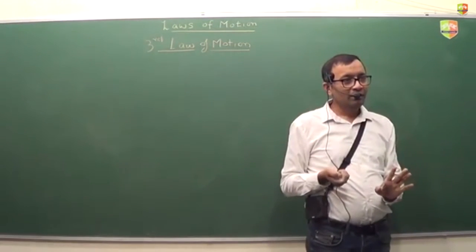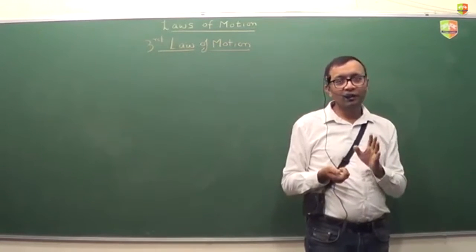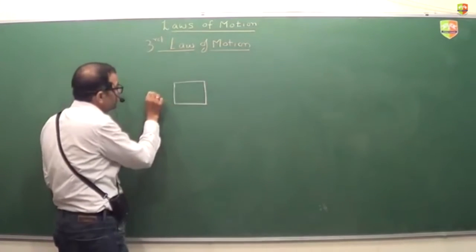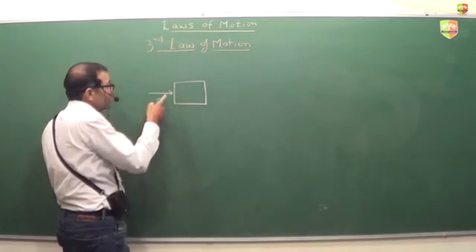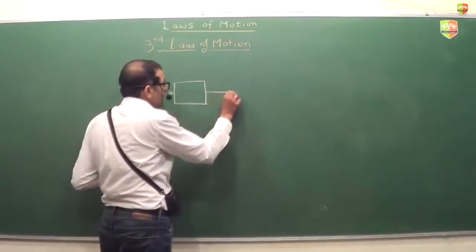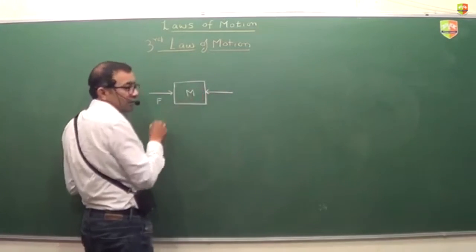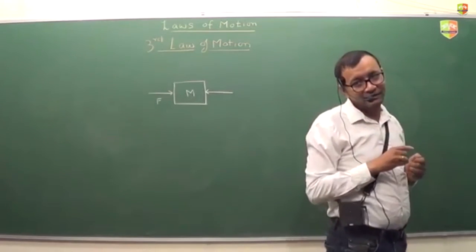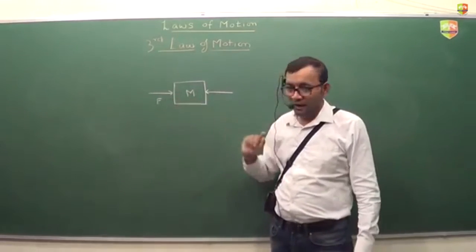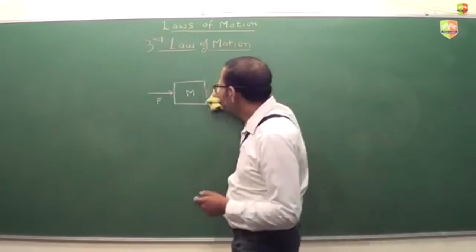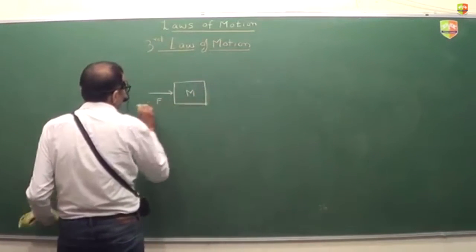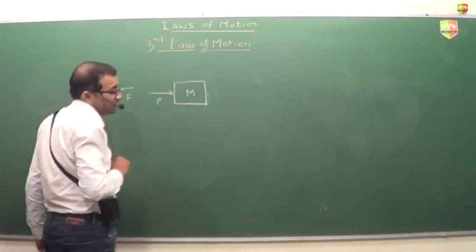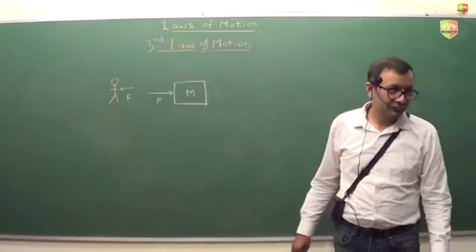Getting it? So if there is a mass, and somebody applies force F onto this mass, this force has an equal and opposite force. So there will be an opposite force applied on the person also. The mass applies an opposite force on the person. So the person applies F on the mass, and the mass applies an opposite direction force on the person. This is what it means.